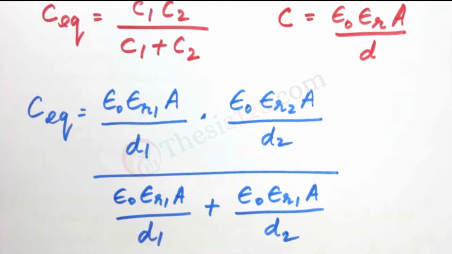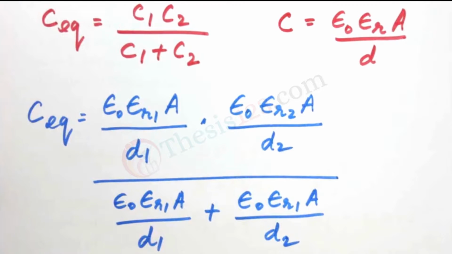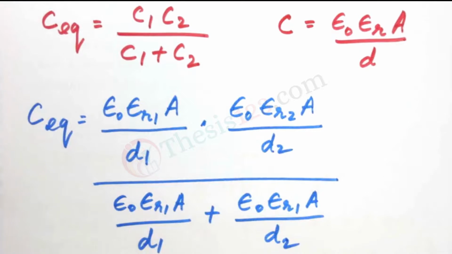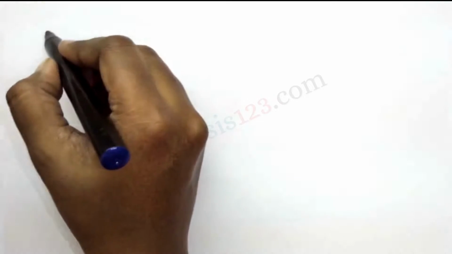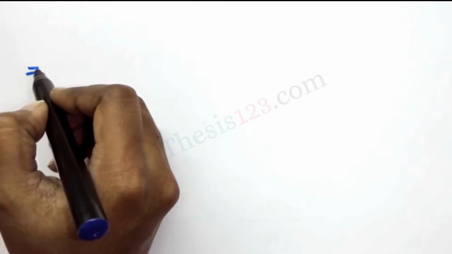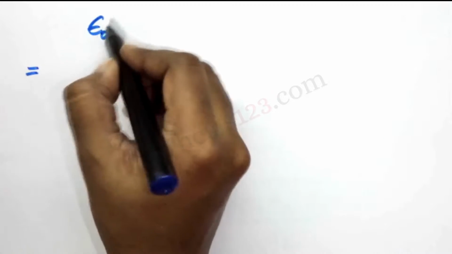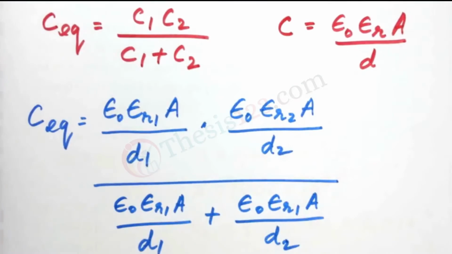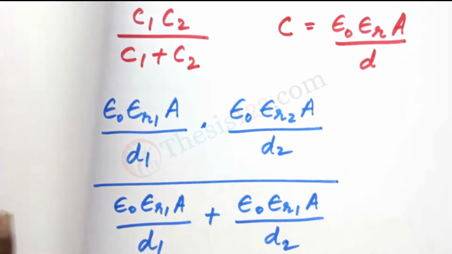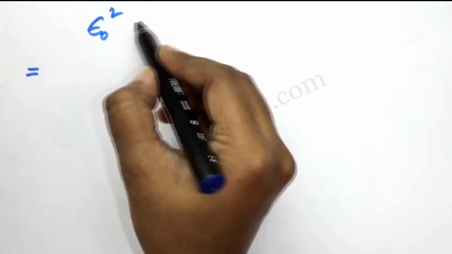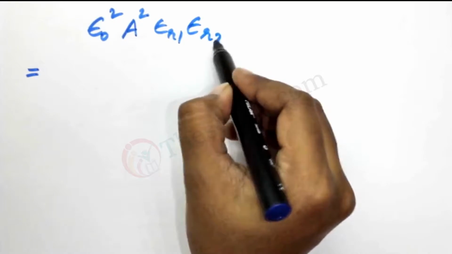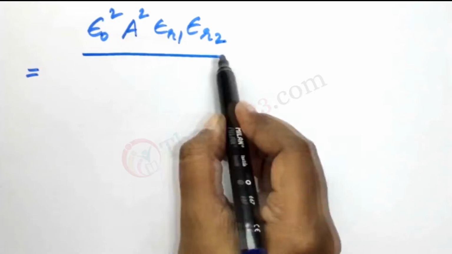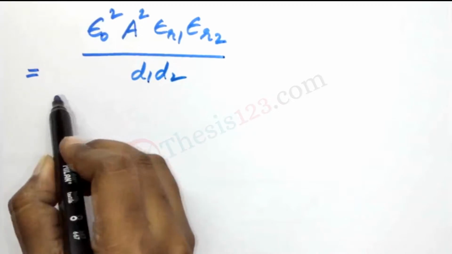Okay. Now what can we take common over here? I believe we can take epsilon naught into A common in the denominator. Let me just note that down here for you. So this would be epsilon naught square, since we have epsilon naught there in the numerator. So that's epsilon naught square times area square, epsilon r1 into epsilon r2, whole divided by, let's see, d1 d2.